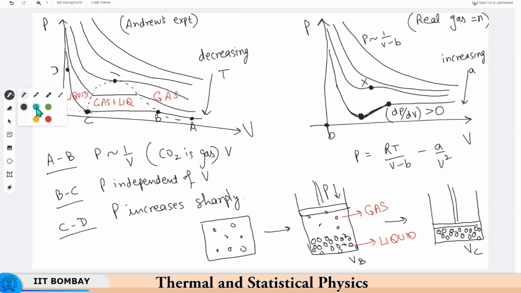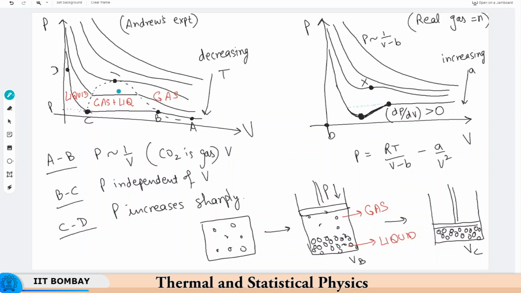And in experiments, rather than seeing a minimum, there is a plateau, right? Because at most dP by dV can be 0. It can never be greater than 0. Okay, and this basically explains the comparison between the pressure versus volume curve that we obtained from the real gas equation, and the Andrews experiments. Okay, all right, so I hope that point was clear.